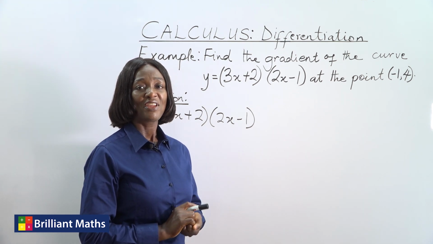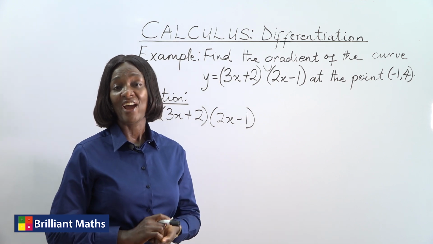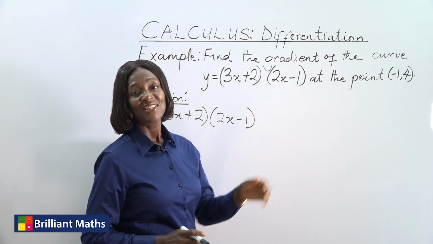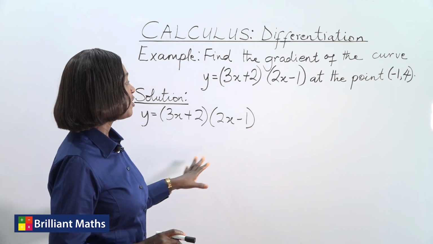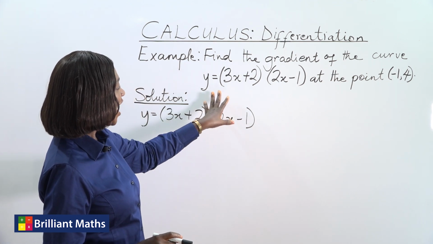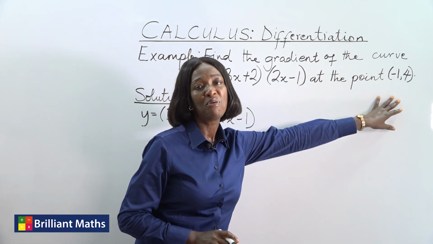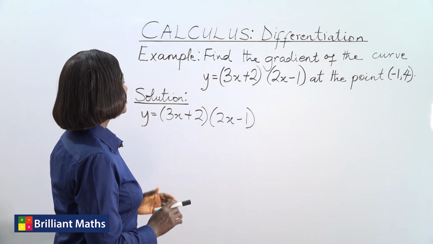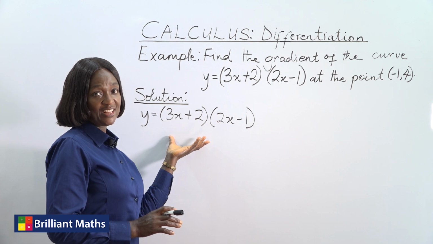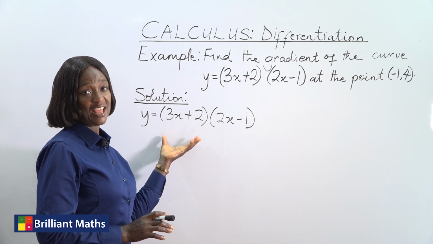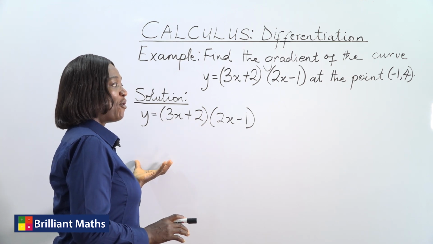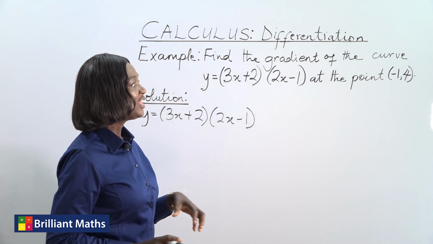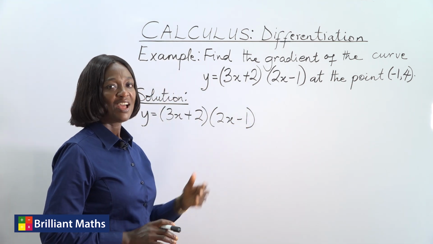To find the gradient of a curve is the same as finding dy/dx, the derivative of y with respect to x. So for this particular question, we're supposed to find the gradient at a given point. So what are the steps? The first step is to find the gradient, which is dy/dx, and then at that point, you put in the x value into dy/dx, and that will be the value of the gradient of the curve at that point.